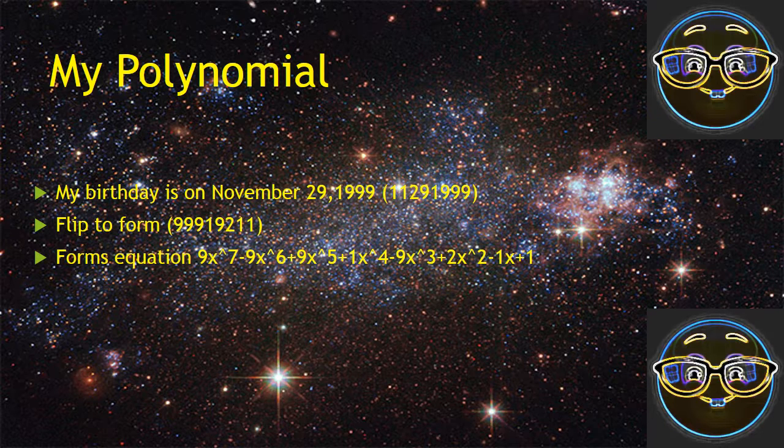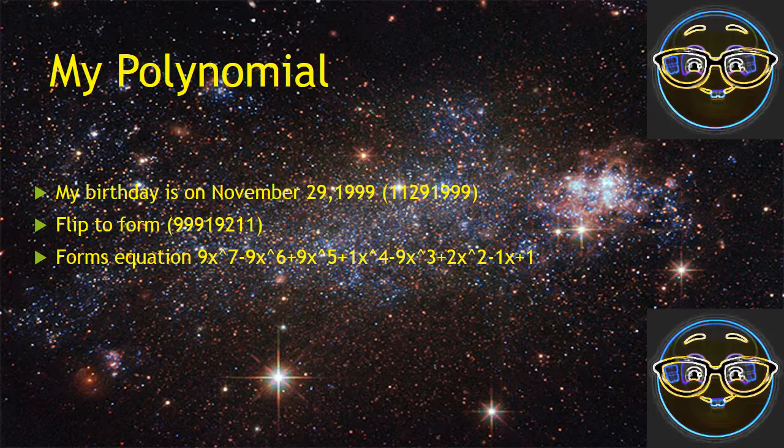In order to create my polynomial, I was told that I had to use the numbers of my birthday, which was November 29, 1999, and the numbers are 11/29, 1999. In order to create the polynomial, I first had to flip the numbers to make the order 99919211, and I was able to create the equation 9x to the 7th power minus 9x to the 6th power plus 9x to the 5th power plus 1x to the 4th power minus 9x to the 3rd power plus 2x to the 2nd power minus 1x plus 1.